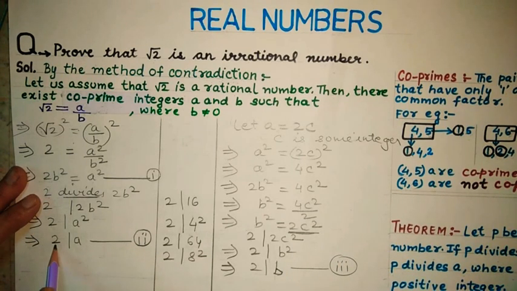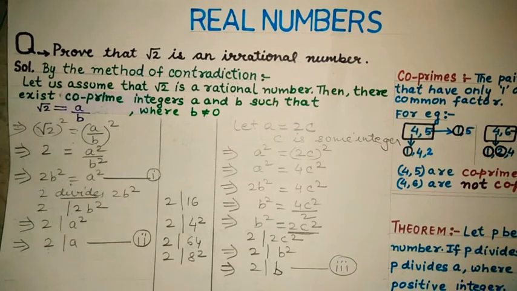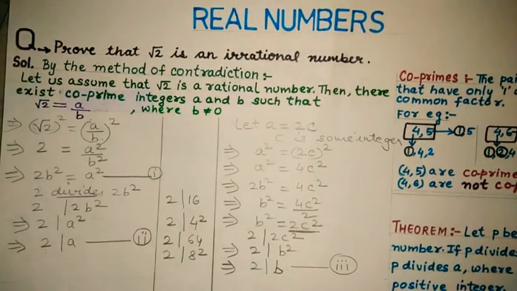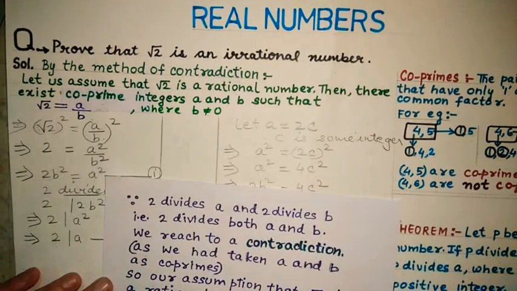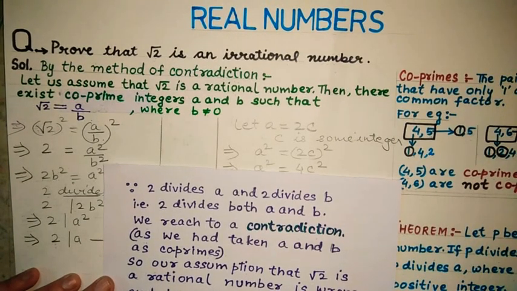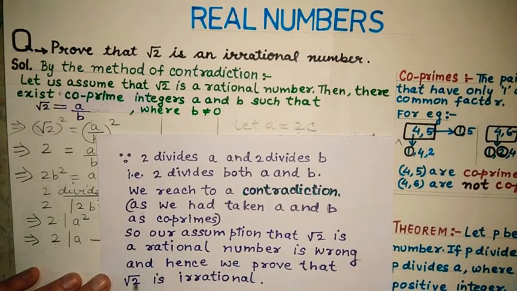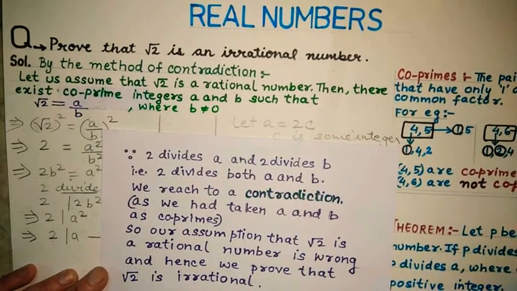So we had got the earlier result as 2 divides a and now we got 2 divides b. Here we reach the contradiction because we had assumed earlier that a and b are co-primes. So our assumption that root 2 is a rational number is wrong and hence we prove that root 2 is irrational. That's all for now. Thank you.